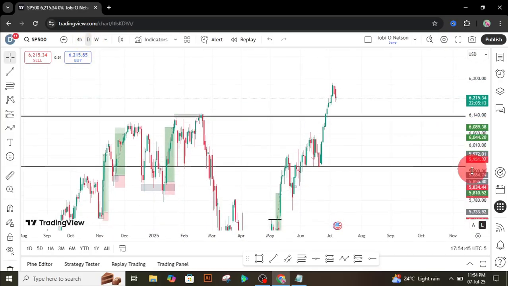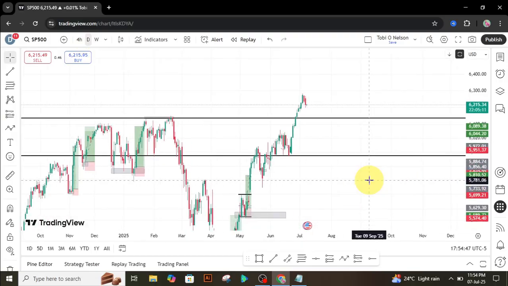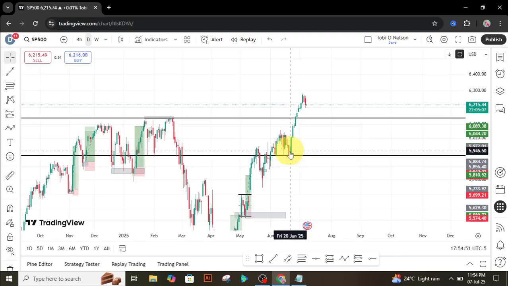Okay, so this is the recent demand here, right? And this is the last supply zone. This is the demand zone, recent demand zone. This is the last supply zone. As you can see, the market is already dropping from there.